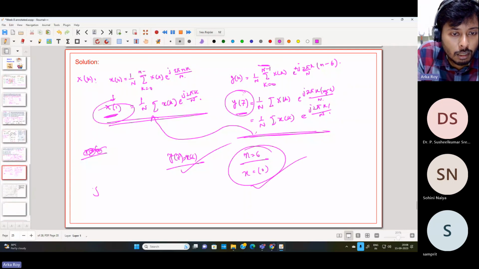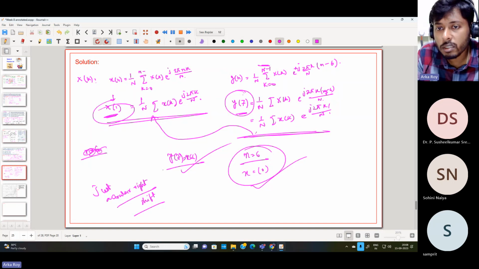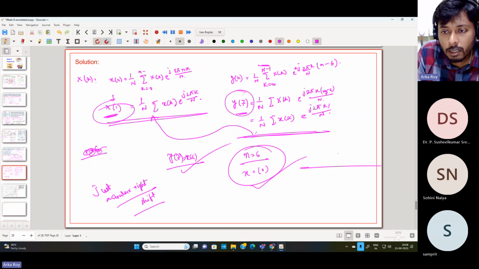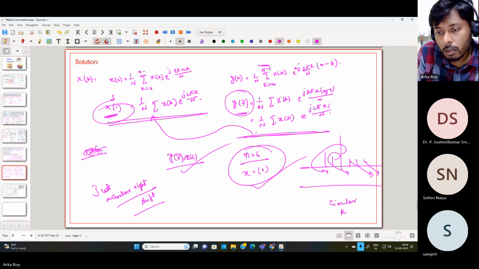So this is just a circular shift, a circular right shift. Because we are shifting the signal, we are shifting the components to the right hand side. So if let's say this is the input, I will be shifting the samples in this particular order, and whatever sample is left over here, I will be shifting it like this. So this is the circular right shift.